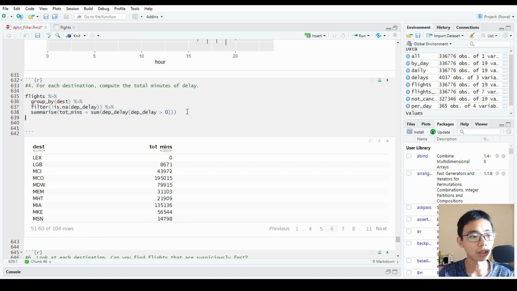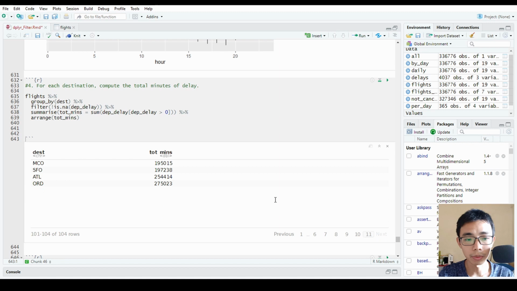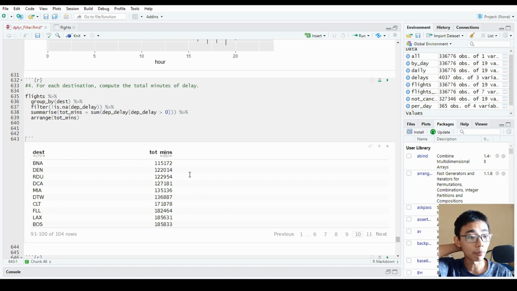So you can also, let's just arrange based on the destination, shall we? So we should arrange based on total minutes, because we kind of want to know which one has the least delay. So LEX, no delay at all. PSP, very little, and actually we can go to the back. So ORD, I have no idea where this is, Orlando or something. So that will be the worst place to fly to if you want to avoid delay, basically.